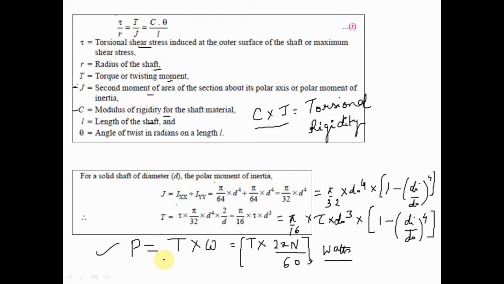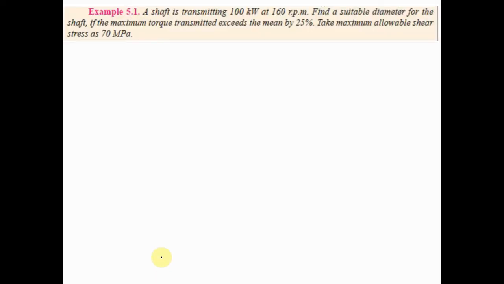So now let's start with the numericals. First numerical states: a shaft is transmitting 100 kilowatts at 160 rpm. Find a suitable diameter of the shaft if the maximum torque transmitted exceeds the mean by 25%, and take the maximum allowable shear stress as 70 megapascal. So what they have given is a few values.